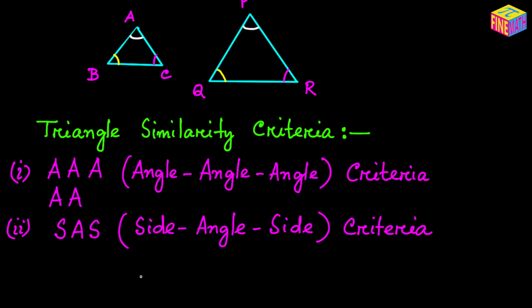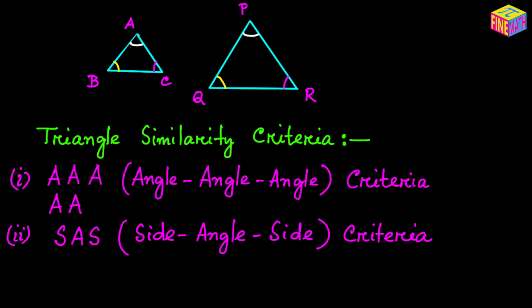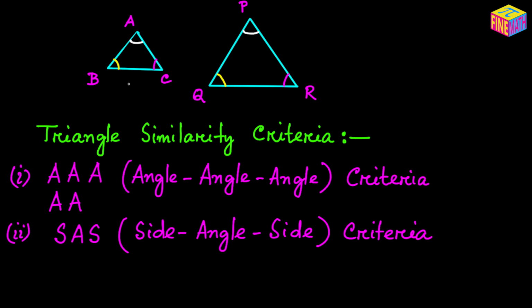The second criteria says that if we have two triangles, for example in this picture right here we have triangle ABC and PQR, and if we have two corresponding sides of the same ratio and one pair of corresponding angles equal, then both triangles would be similar triangles. For example, from this picture I can say if the ratio of the length of AB and PQ is equal to the ratio of the side length AC and PR, and also if the angle between the two sides, which is the angle A, is equal to the angle between the two sides in the bigger triangle, which is angle P.